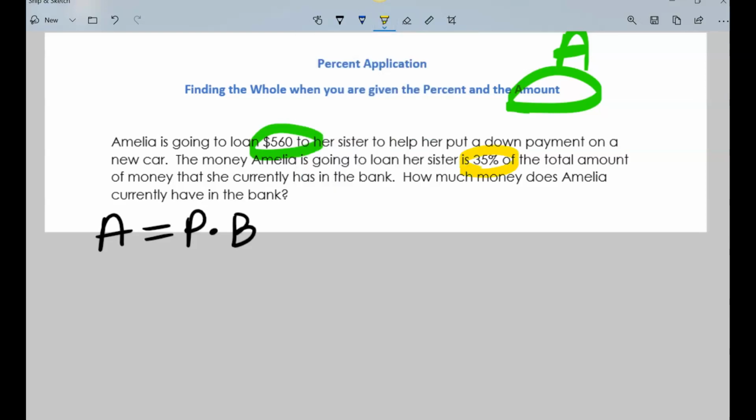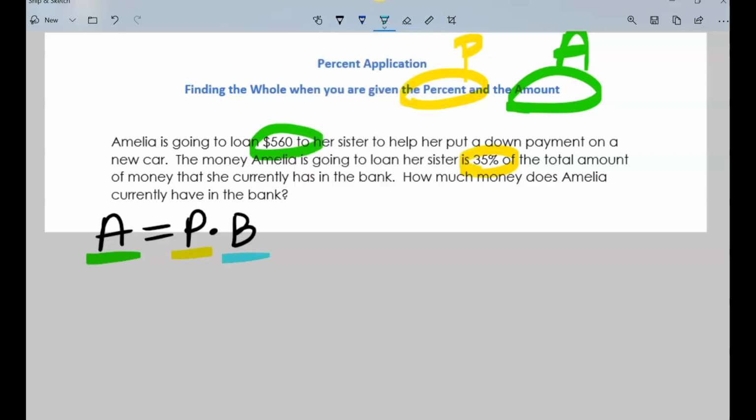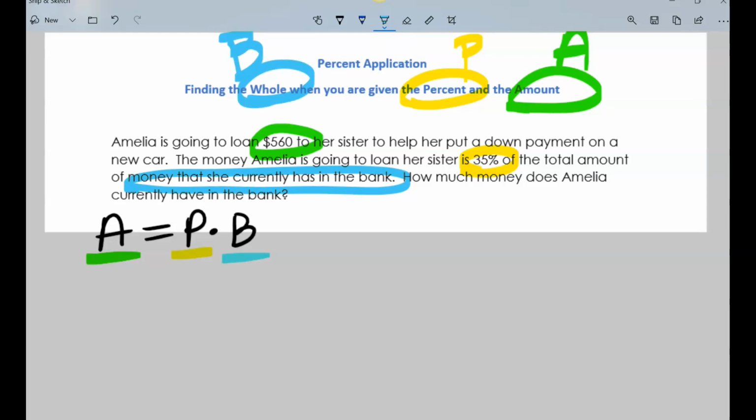We also know that's 35% of her money. So the $560 that she's giving to her sister, that's 35% of what she has in her savings account. So then the number that we are looking for is the base. So the money that she currently has in the bank, that's the whole or the base that we're looking for. So we're trying to figure out what is her current account balance? How much does she currently have in the bank so that when she gives $560 to her sister, that is also 35% of what she has in the bank.